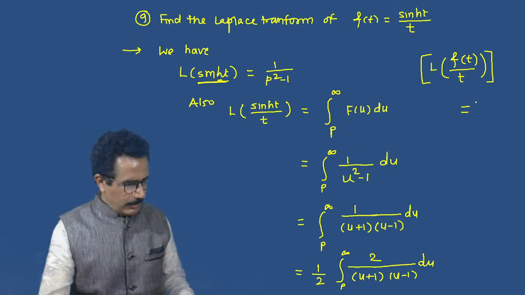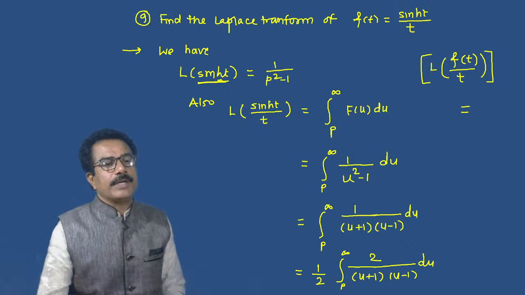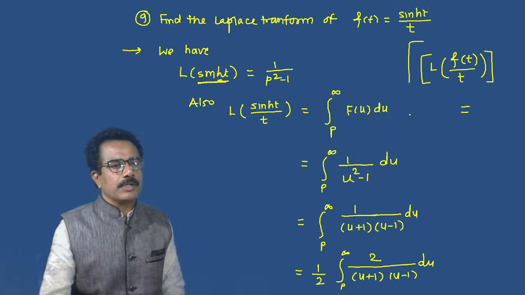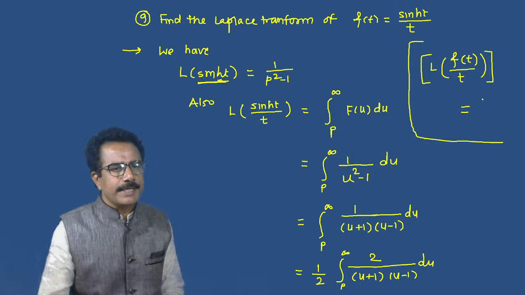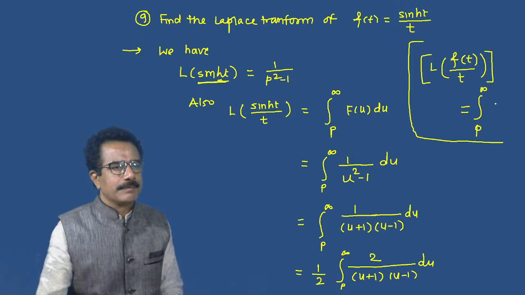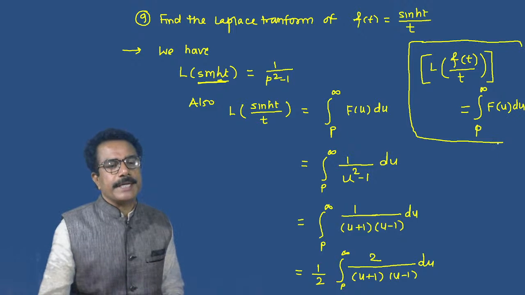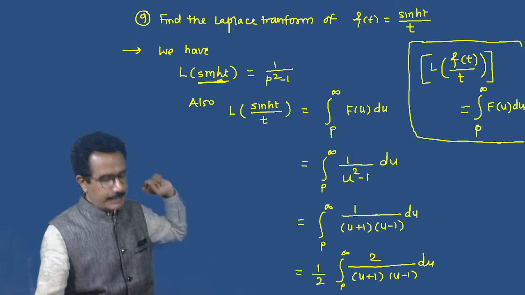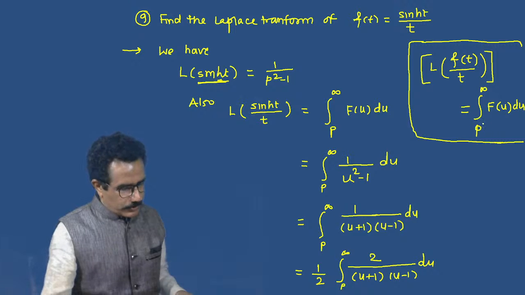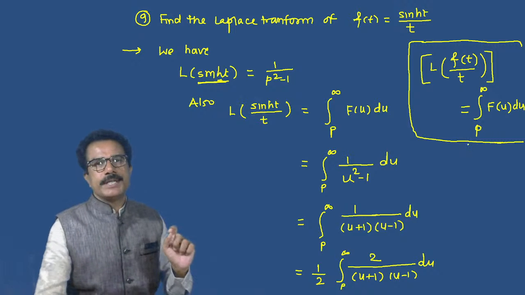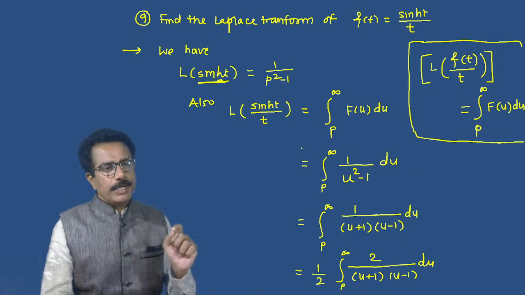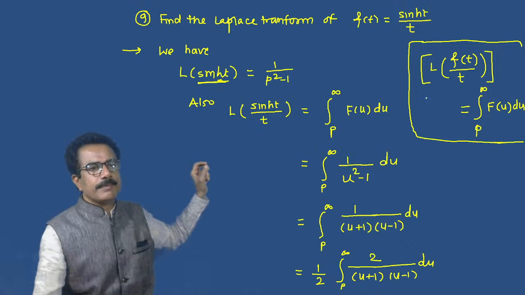Okay okay. Now see this, according to the theorem, we have to write the integral from p to infinity, capital F of u du. This is a theorem which we have studied already. We have studied this theorem. Okay, so now we have to use this formula.